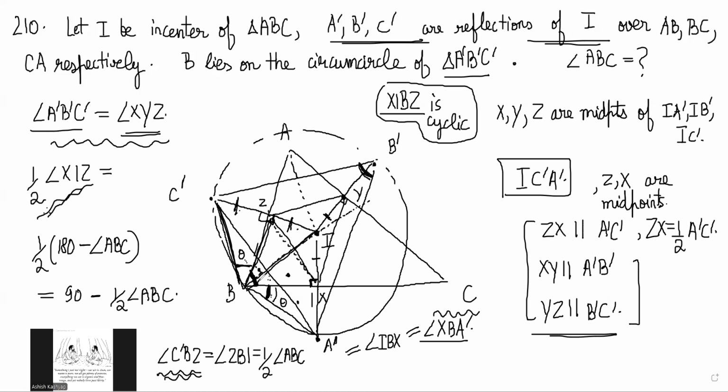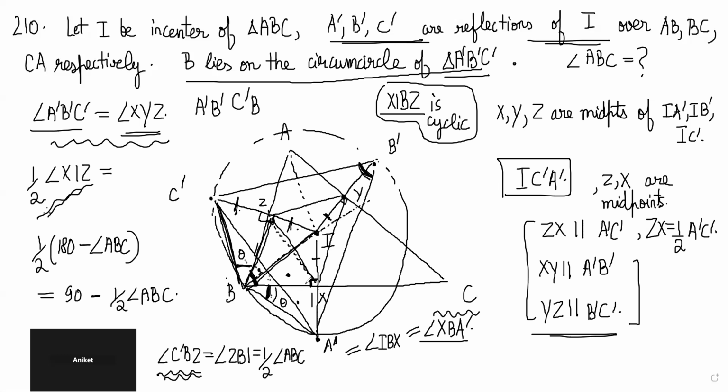Oh, wait. What do we have to prove? We have to find angle B, and it is given that B lies on the circumcircle. So A, A dash, B dash, C dash, B is cyclic. A dash, B dash, C dash, and B is cyclic.